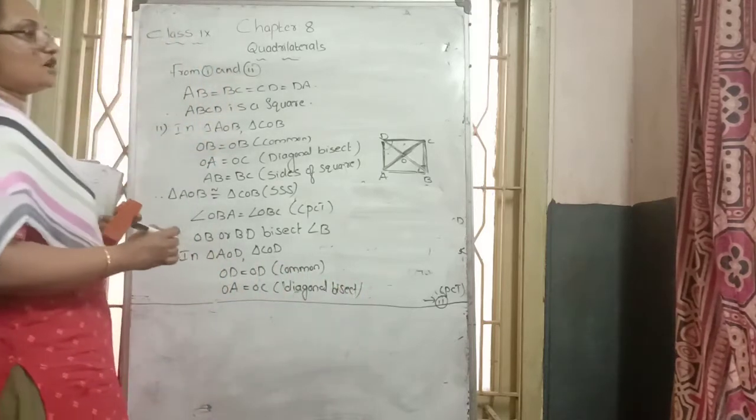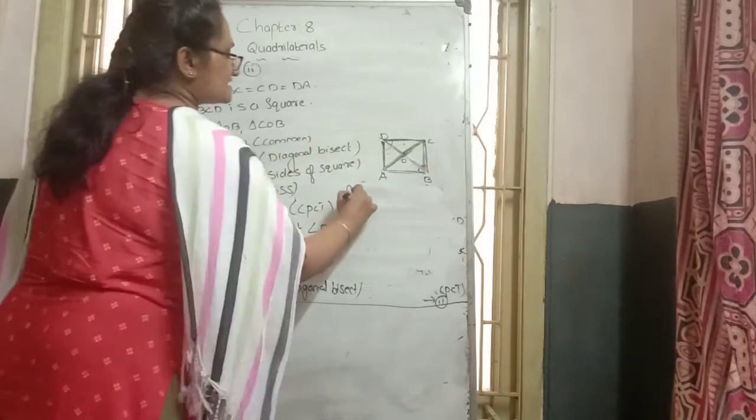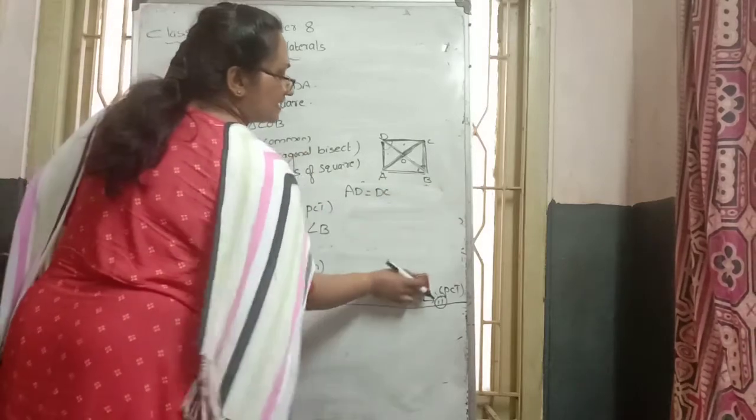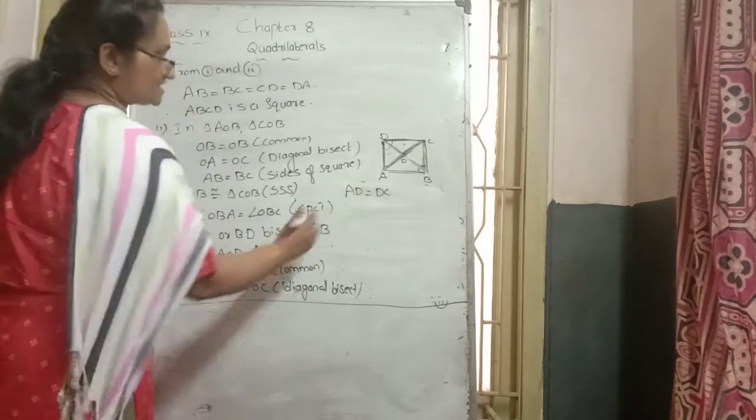Then the third condition: AD and DC are equal. AD side is equal to DC side. What is the reason? It is the side of a square. That's why the three conditions are satisfied.